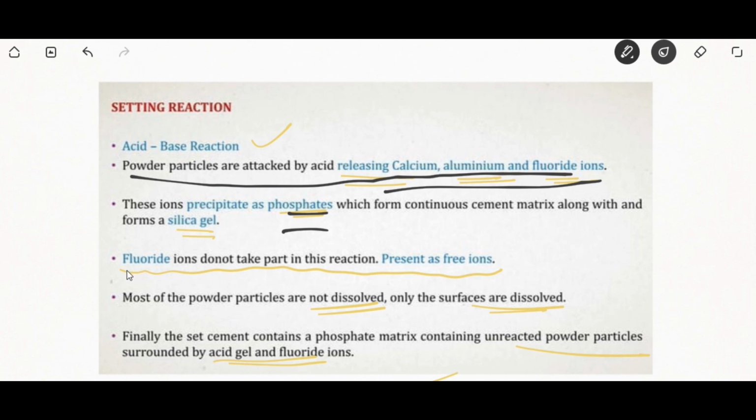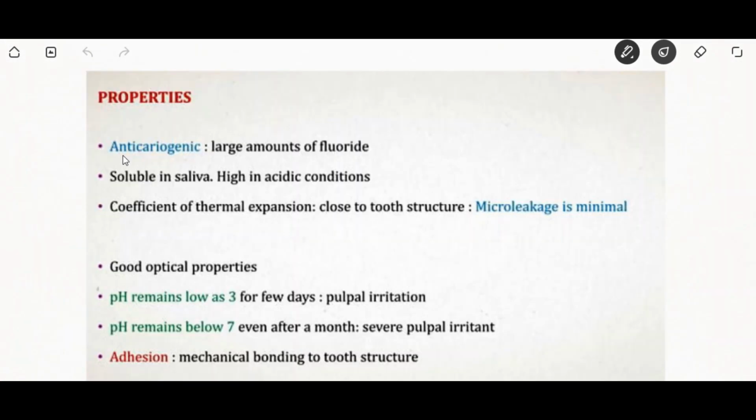The fluoride ions don't take part in the reaction, they are present as free ions. So most of the particles are not dissolved, only the surfaces are dissolved. The set cement will contain phosphate matrix containing unreacted powder particles that are surrounded by silica gel and fluoride ions. So remember the silicate cement is anti-cariogenic as it releases a large amount of fluoride. It is soluble in saliva, high in acidic condition.